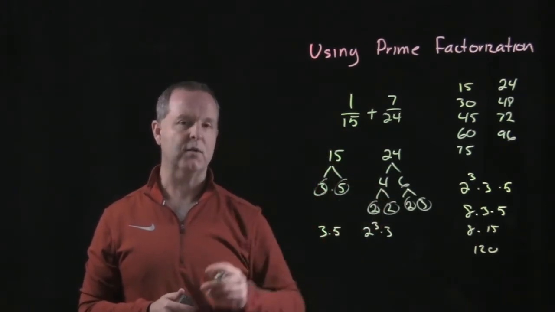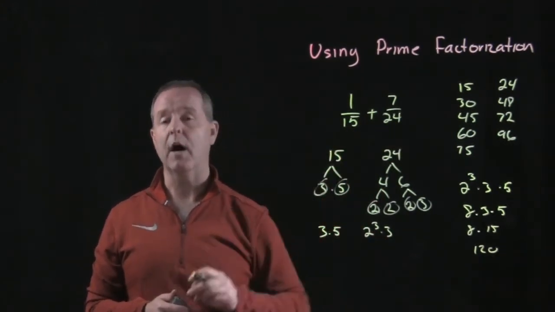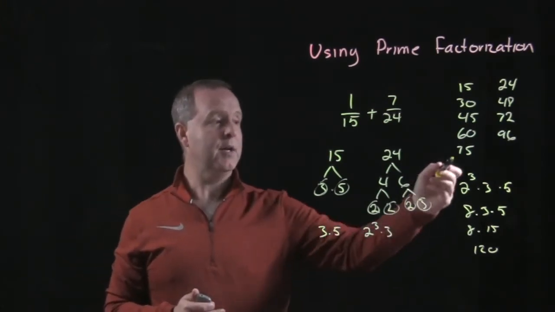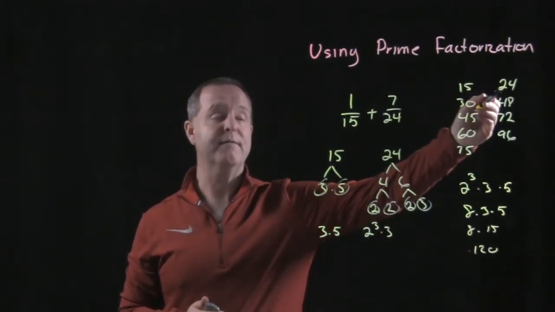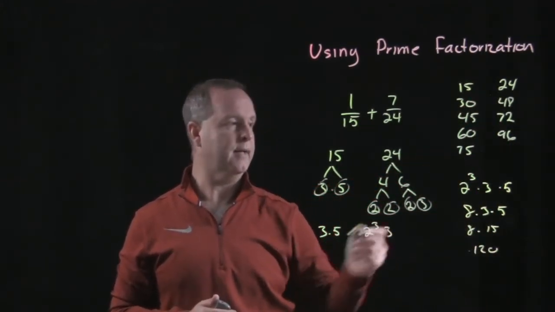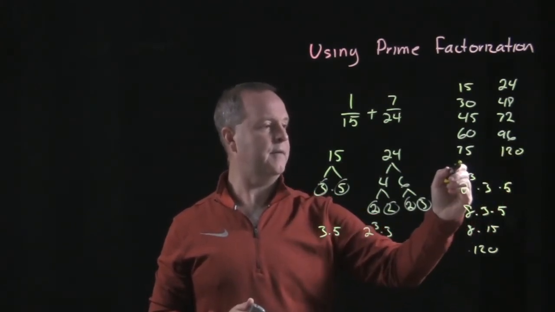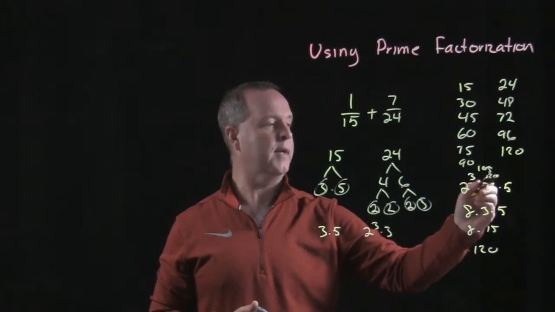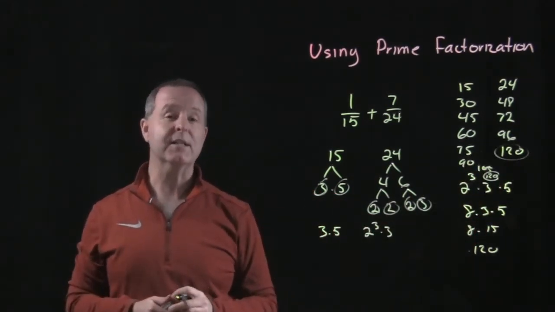Using a factor tree is usually the easiest way to determine common multiples when the denominators get a little ugly. Of course, you could have kept skip counting. Sooner or later, skip counting by 15s would have got you to 120, and skip counting by 24s would have got you to 120. So skip counting would have got us there. All right, found the least common multiple.